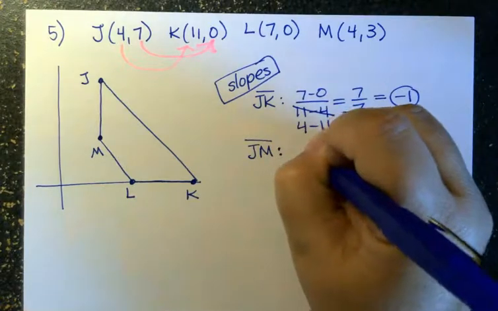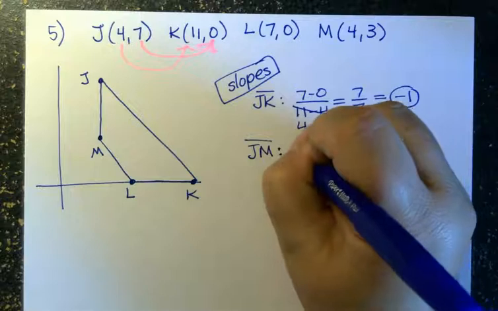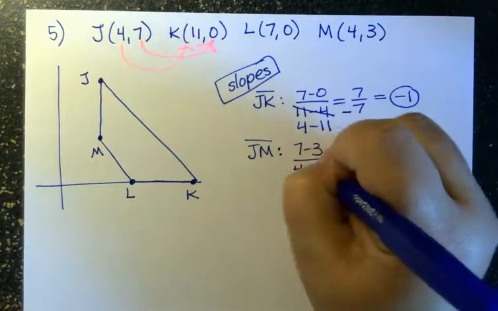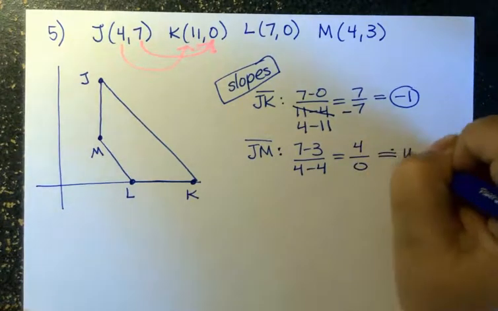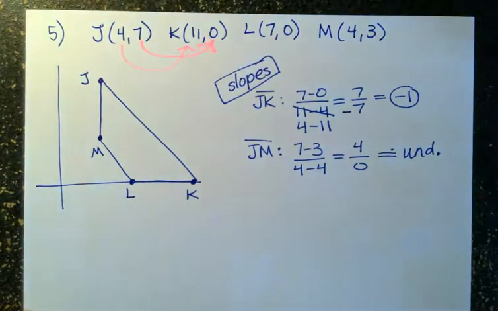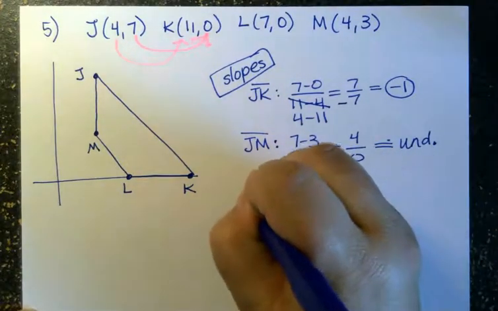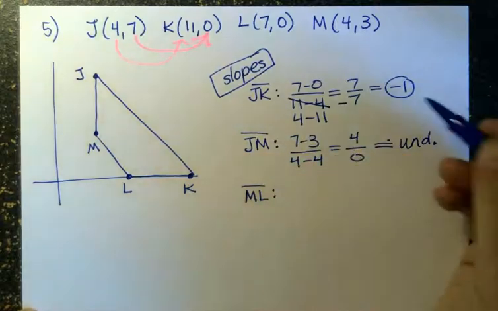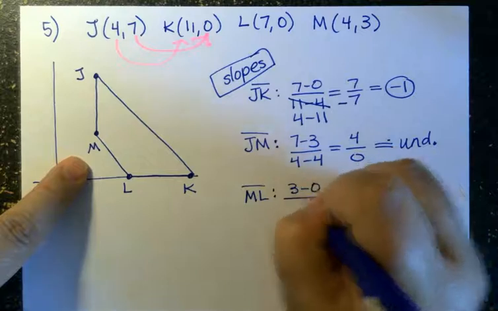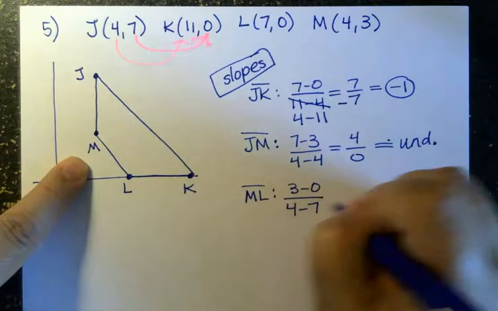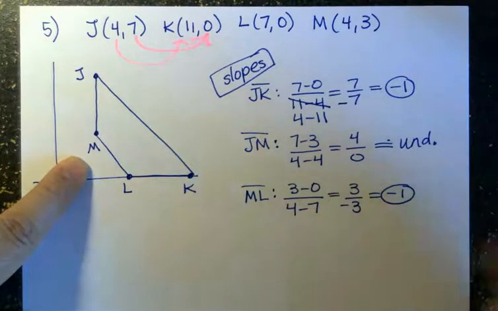JM, there's no change in x there. So that's going to be a 0 in the denominator. What is a 0 in the denominator? That's undefined. It doesn't exist, basically. Sometimes we say no slope. How about ML? This is the one I'm hoping is parallel to JK. So change in y on top, change in x on the bottom, 3 over negative 3, yep, they are parallel.